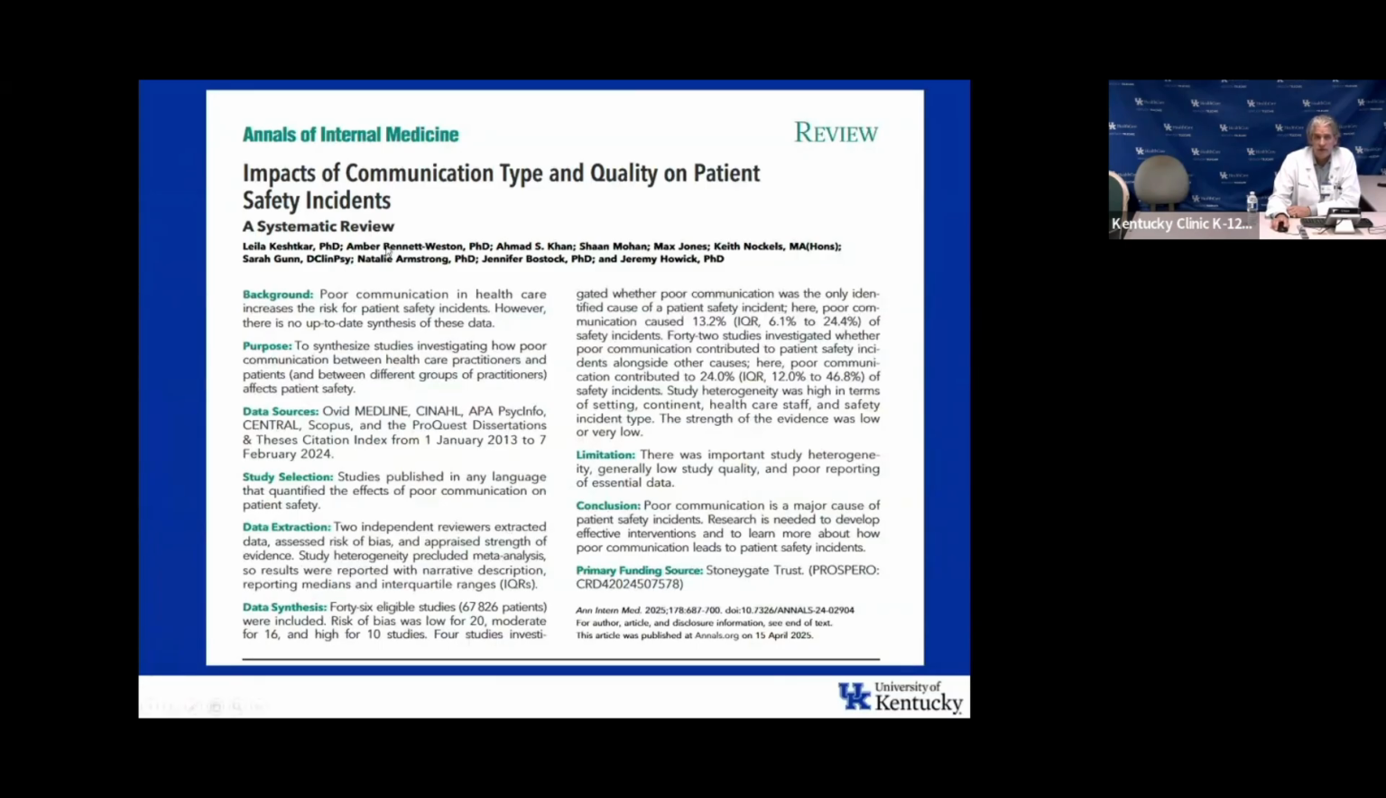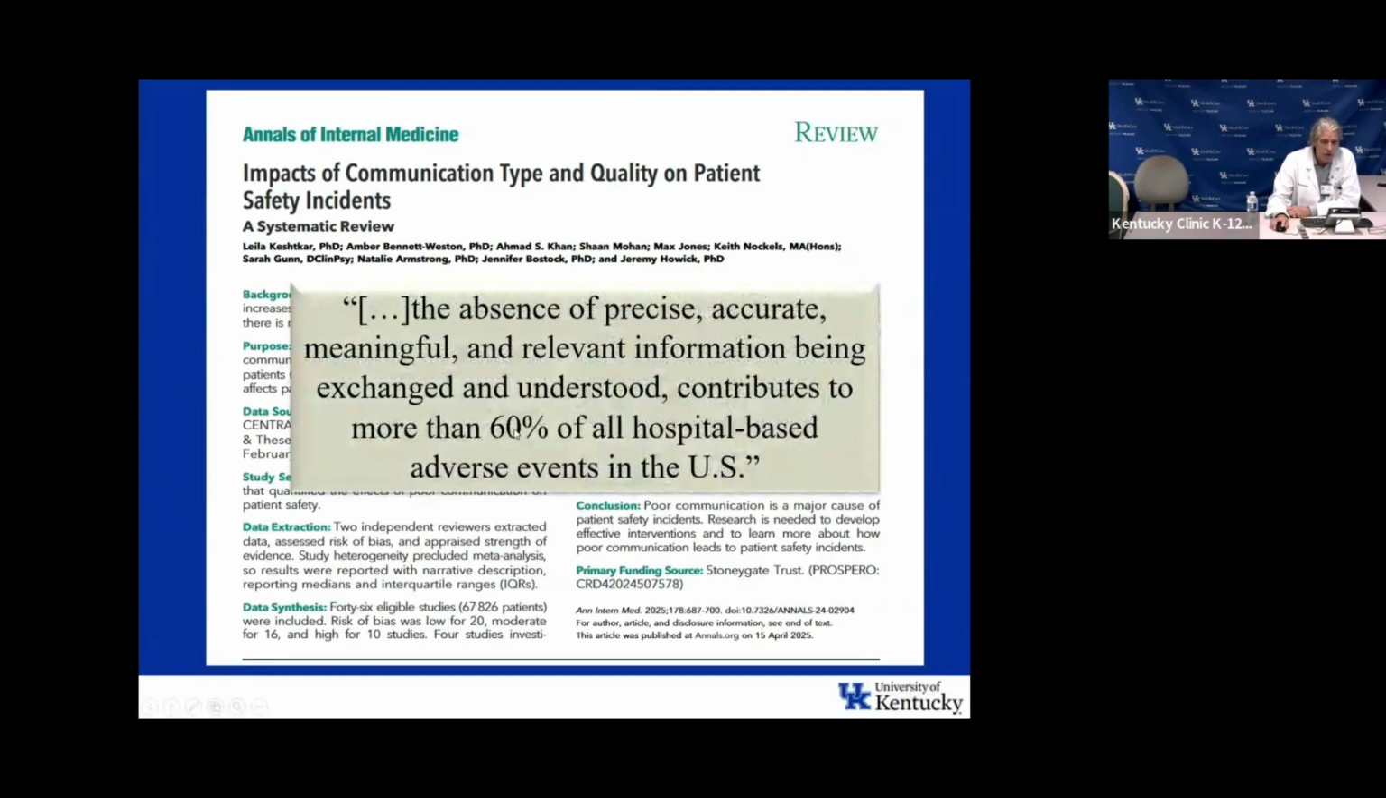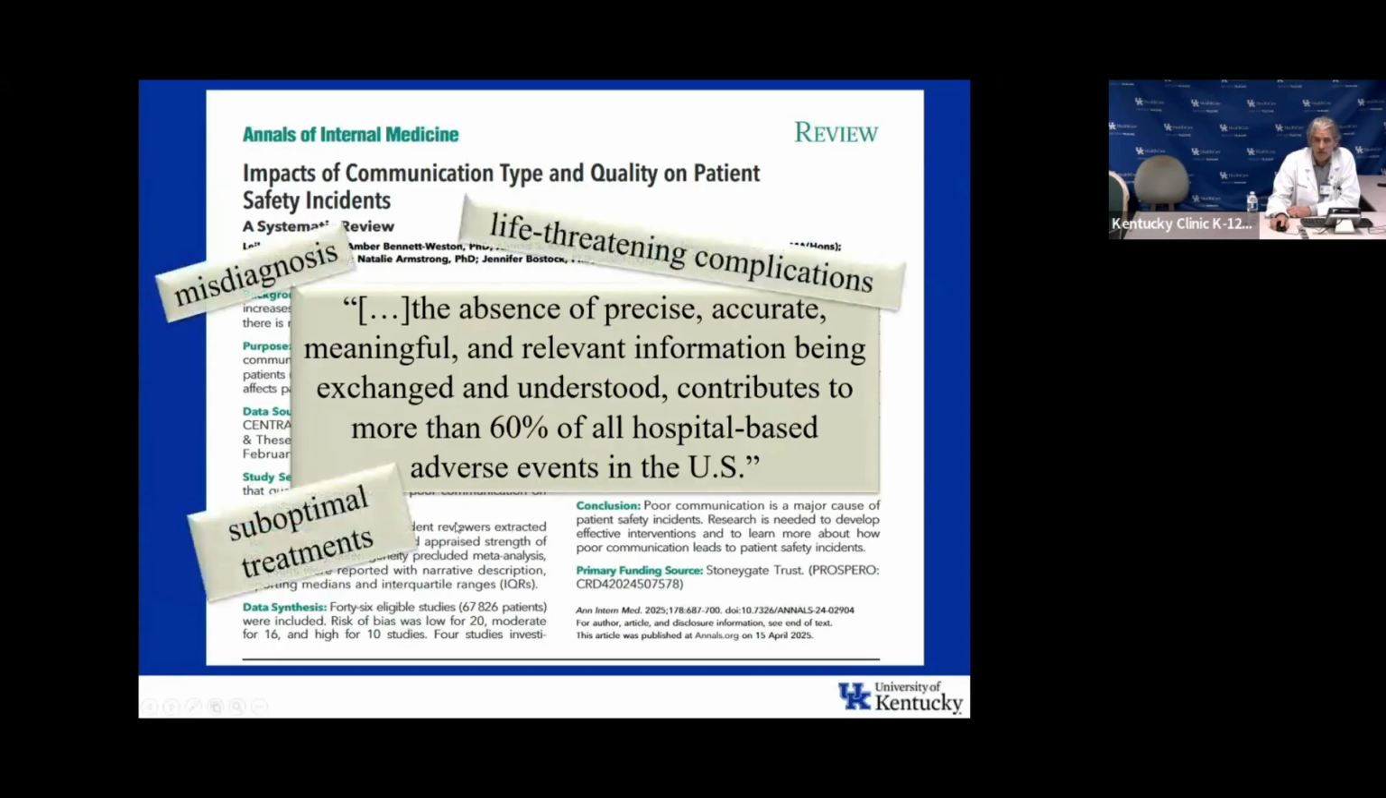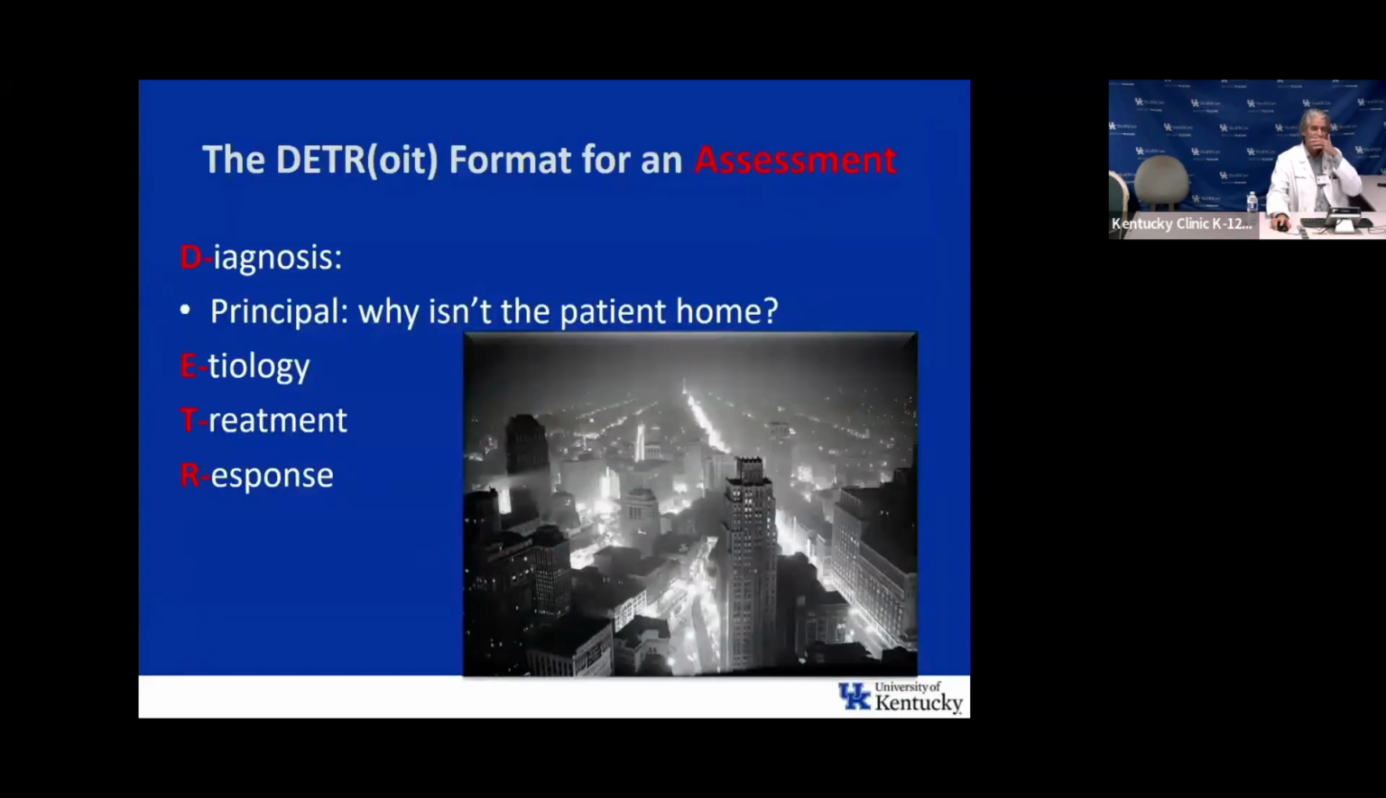This just came out last month, so it's interesting about communication type and quality on outcomes. And if you've ever been part of a Sentinel event, hopefully you have not, but everyone gathers if something bad happens that wasn't expected. Almost every one that I've been a part of has been related to communication. This systematic review showed that 60% were related to poor communication of various sorts. And obviously misdiagnosis, life-threatening complications, suboptimal treatments, all stem from miscommunication often. So this is what I advise the interns to do.